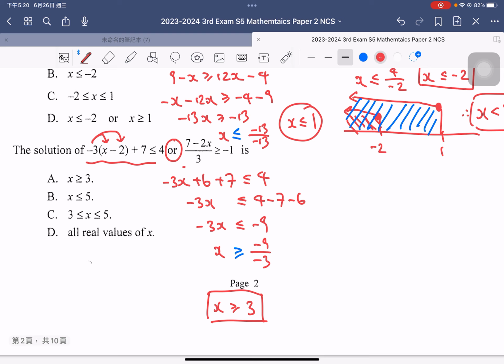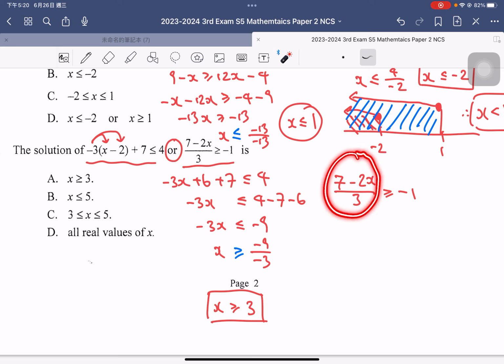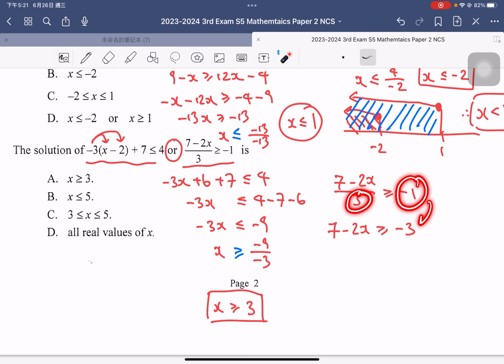And then I do the second part. We have 7 minus 2x divided by 3 greater or equal to negative 1. We have a fraction, which means that we need to use the cross multiply. We move this divided by 3 to the right-hand side, becomes times. So I have 7 minus 2x greater or equal to negative 3. Negative 1 times 3 giving you negative 3.